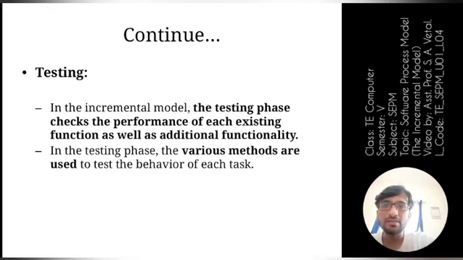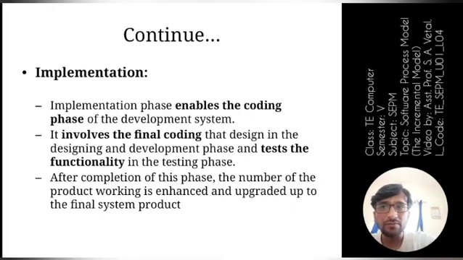In the testing phase, various methods are used to test the behavior of each task. Every task will be checked with different testing methods. After this testing phase, we have the implementation phase. In the implementation phase of the incremental model, the coding phase of the system development is enabled. That means the actual development or coding will start in the implementation phase.